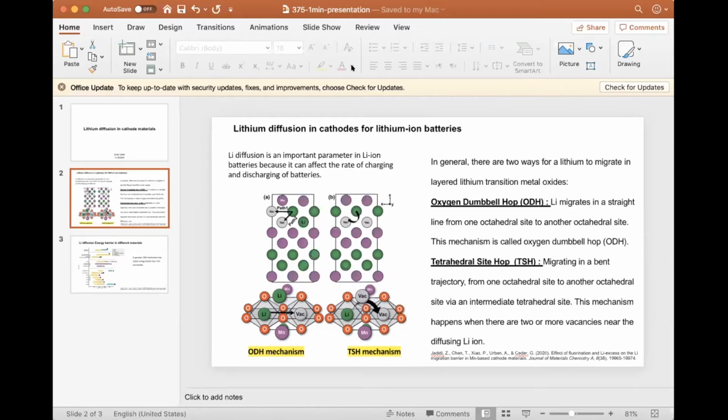The second thing I would say is that here we spent a fair amount of time on this different thing about the movement of the lithium, but I'm still unclear on what's the new thing. I mean, what are you doing that's trying to change? Are you saying that most people use the dumbbell hop, and your idea is to use the tetrahedral site hop? So basically, this is just a background to actually explain how a lithium can move, the different movements.